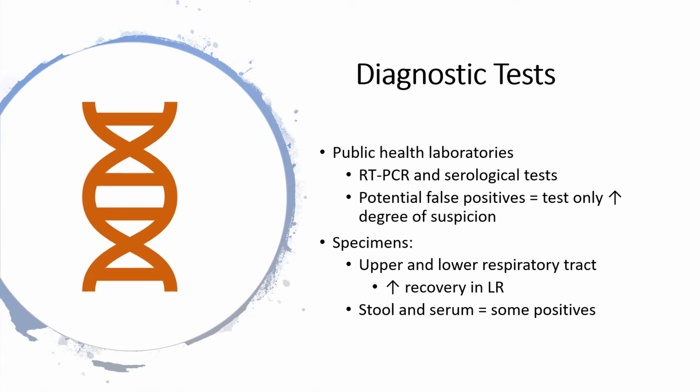Diagnostic testing for MERS is available only in public health laboratories. Due to possible false positive results, only patients with a high degree of suspicion should be tested. Molecular and serological methods are available. Serum samples are screened using enzyme-linked immunosorbent assay and, if positive, confirmed with microneutralization assay. Serological tests may exhibit cross-reactivity and false negative results. Reverse transcriptase PCR has high sensitivity and 100% specificity.